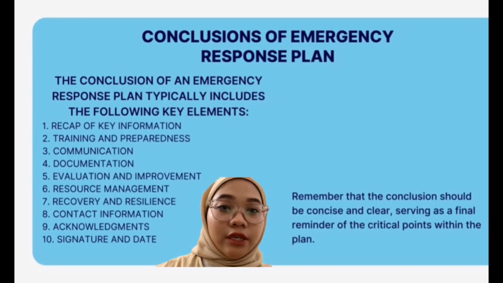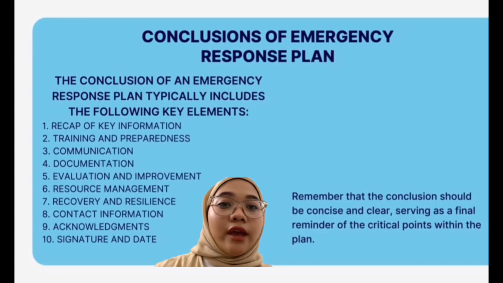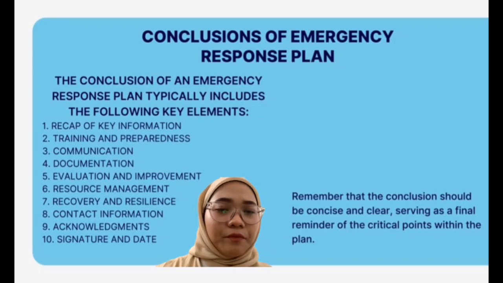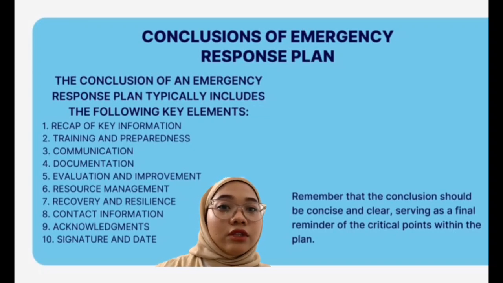So number three is communication. Stress the significance of clear and effective communication during emergencies, both within the response team and with external agencies and stakeholders. Number four is documentation. Emphasize the importance of documenting all actions and decisions made during the response to help with post-incident analysis and improvement. Number five is evaluation and improvement. So discuss the need for post-incident evaluations and analysis to identify areas for improvement in the emergency response plan. Encourage a culture of continuous improvement.